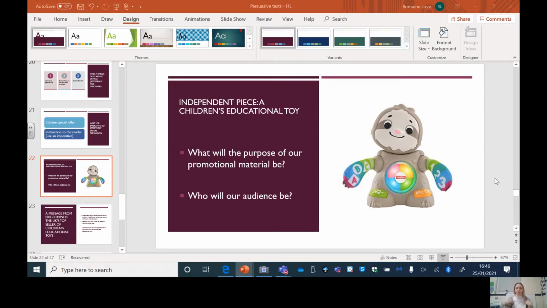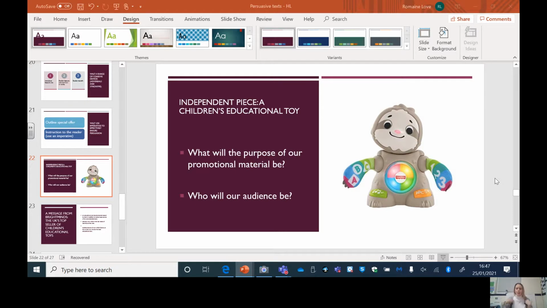My turn. Educational. The root word of educational is education, so it will come as no surprise to you that the word educational is linked to a child's learning. We are going to be designing a product today, and yes, you will have the freedom to design your own ideas. We're going to be designing a product today that is suitable for children between the ages of 3 and 5, although you can decide the specific age range yourself, and one that will help them with their education. What will the purpose of our promotional material be?